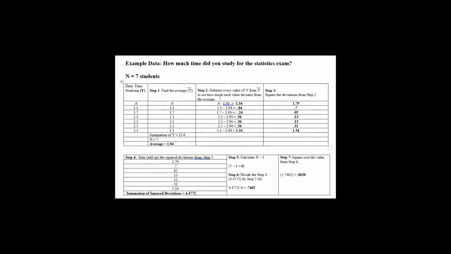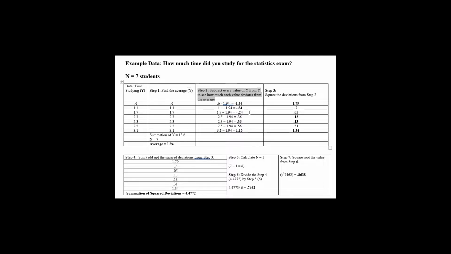Step two, we're going to subtract every value of y from y bar to see how much each value deviates from the average. Remember, we're trying to find out the average deviation from the average. So 0.6 minus 1.94 is a negative 1.34. 1.1 minus 1.94 is a negative 0.84. So we're going to keep on doing that over and over.